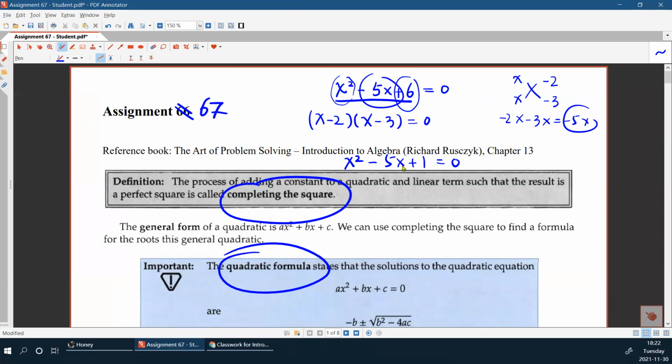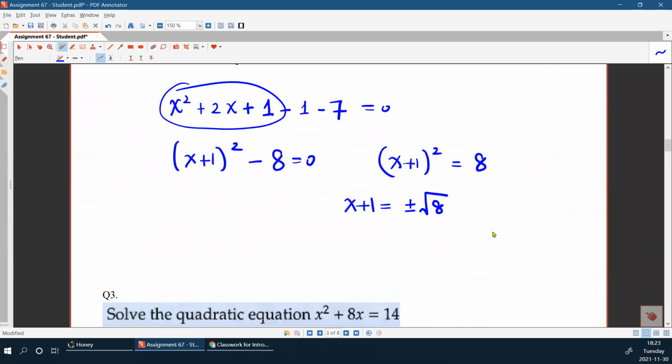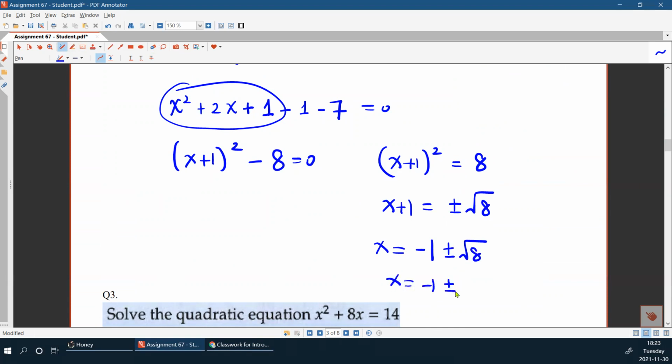Will it be square? Which one? This one? Okay, let's start from here. So you have (x plus 1) squared equals 8, right? And x plus 1 should equal positive or negative square root of 8. And x should be -1, positive or negative square root of 8. Usually we'll write it as 2 times the square root of 2, right?